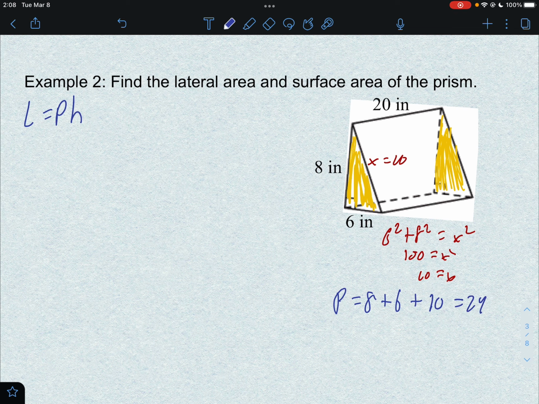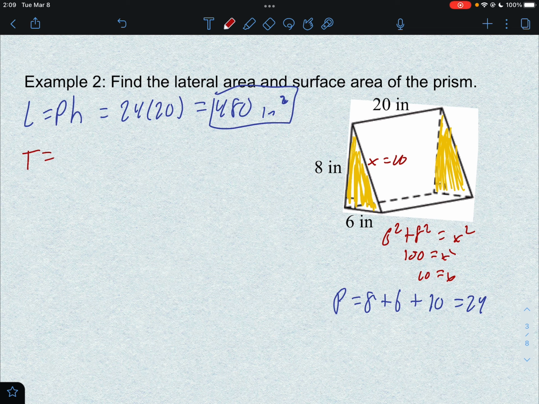H, this is where kids get confused a lot. H is not 8. Remember, H is the line that connects the bases together. Okay? So H is 20. So L is 24 times 20, or 480 square inches.